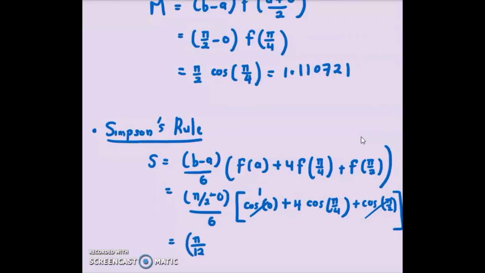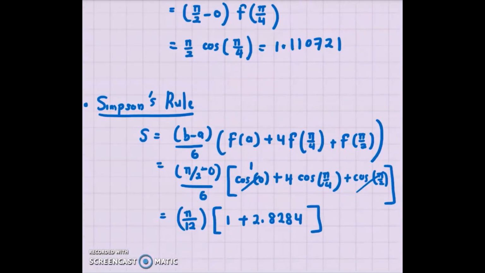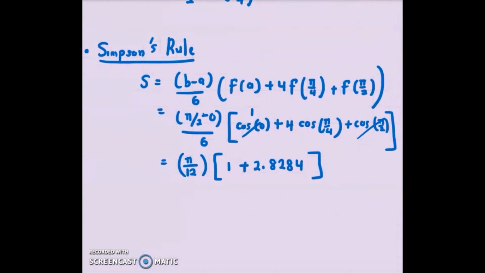So we have pi over 12 here, 6 times 2, and then cos 0 is 1, plus 4 times cos pi over 4. Use your calculator to get the answer, 2.8284. Okay, by doing this arithmetic operation it gives you 1.0023. So definitely Simpson's rule, which is an order 4 method, gives you closer to the exact solution.